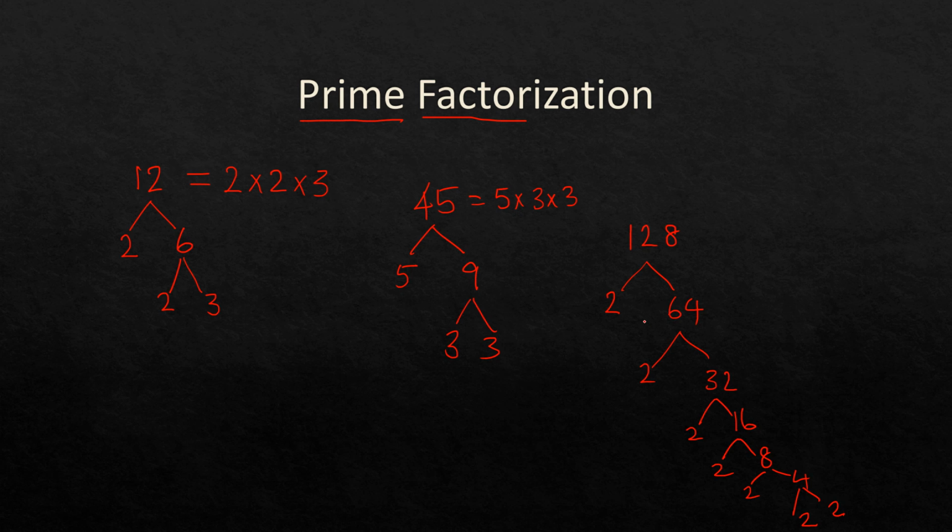Wow. So 128 can be written as 2 times 2 times 2 times 2. How many 2's are here? 1, 2, 3, 4, 5, 6, 7 2's are here. So 2 times 2 times 2 times 2 times 2 times 2 times 2. So that's the prime factorization of 128.